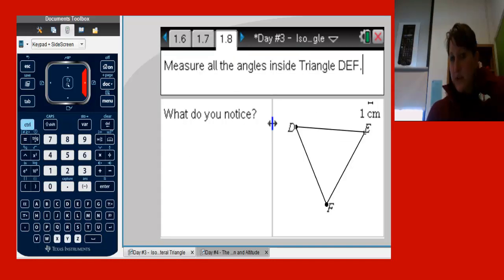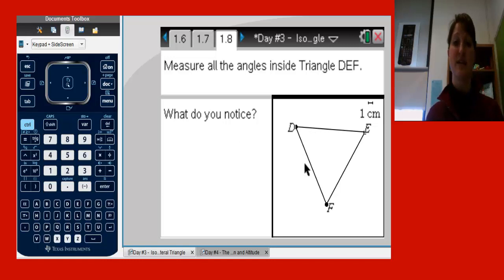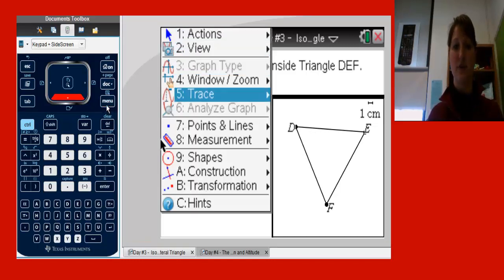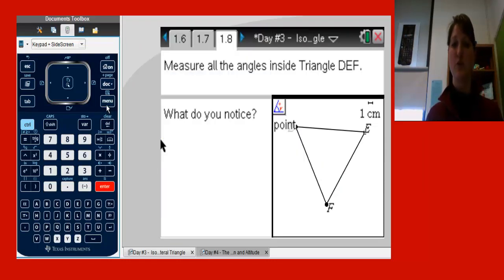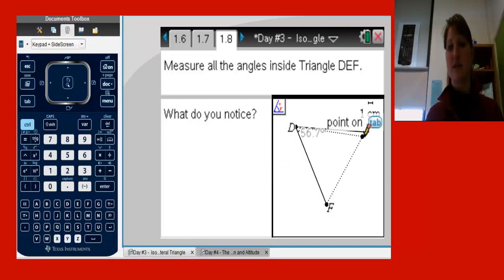Now, next thing we want to do is measure all of the angles inside triangle DEF. So I will get my angle measurement tool and measure all three angles. Now, this is actually something that we did on day 1. On day 1, I had you construct an equilateral triangle and measure the angles. So hopefully this is nothing that is shocking, just a little bit of review.